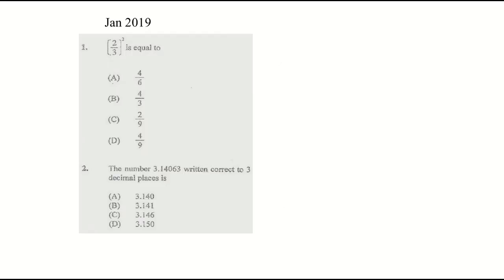Right, this is our next repeated question. 2 over 3 all squared would be 2 over 3 by 2 over 3, which is 4 over 9. This one here, this is a repeated question. If we remember, it's 3.141. The number 3.14063 written to 3 decimal places. Even though it looks like a repeated question, always read the question, because sometimes they like to change it up. Right? 3 digits would be here. 6 is more than 5, so you have to add 1.